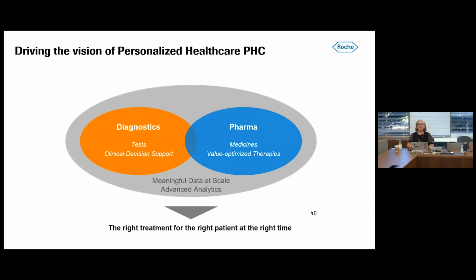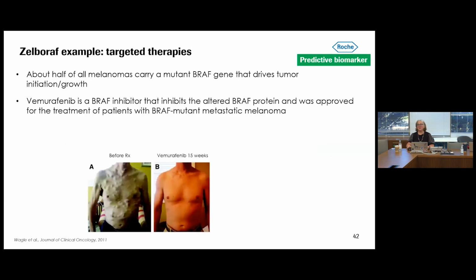So really the vision of personalized healthcare is the diagnostics and the biomarker diagnostics together with our pharma partners, working together to find the right treatment for the patient, meaning not every treatment is right for every person, and the diagnostic is what we're using to determine that. So this is really PHC, or personalized healthcare.